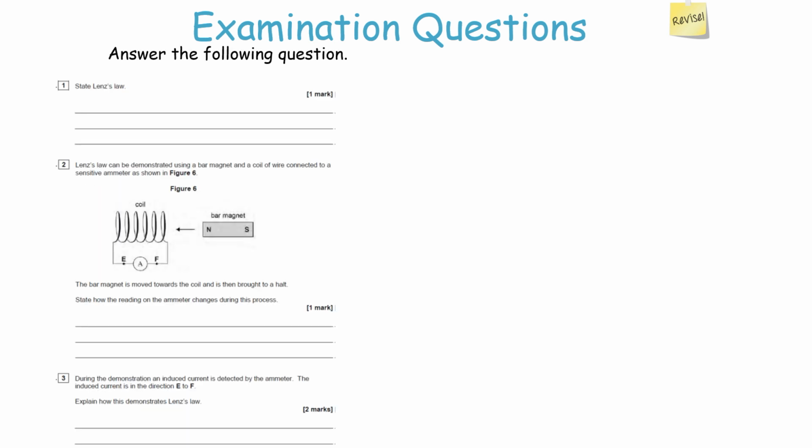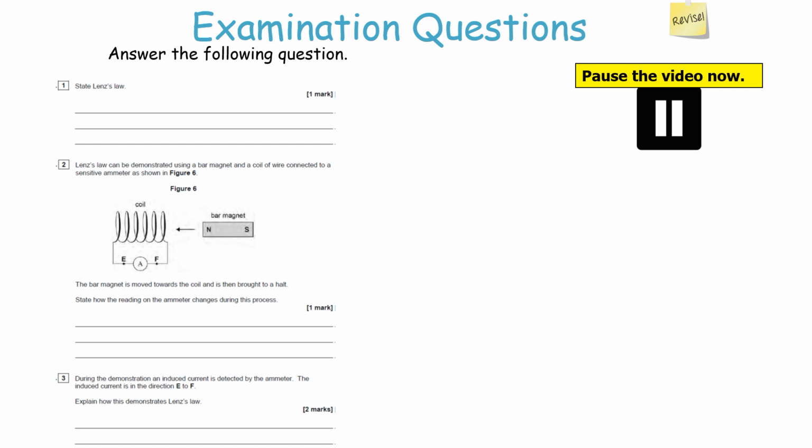State Lenz's law. Lenz's law can be demonstrated using a bar magnet and a coil of wire connected to a sensitive ammeter as shown. The bar magnet is moved towards the coil and is then brought to a halt. State how the reading on the ammeter changes during this process. Then during the demonstration, an induced current is detected by the ammeter. The induced current is in the direction E to F. Explain how this demonstrates Lenz's law. So pause the video now, then unpause the video when you want to go through the answers.